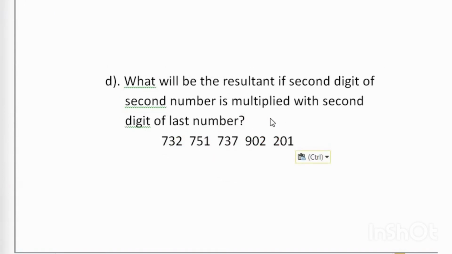Fourth question, what will be the resultant if second digit of second number is multiplied with second digit of last number? Which is the second number? 751, and its second digit is 5. Now the last number is 201 and its second digit is 0. So what is the answer? 5 into 0 equal to 0.